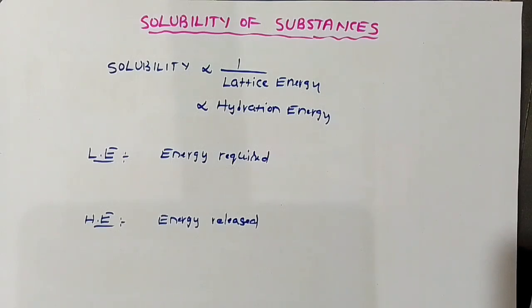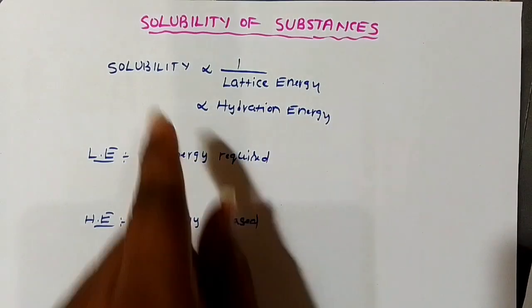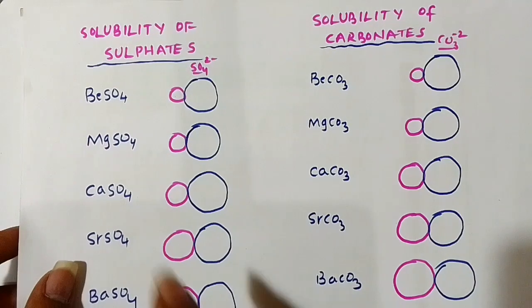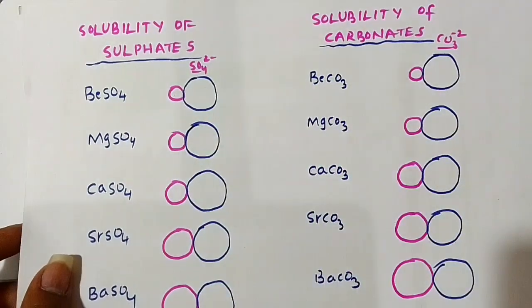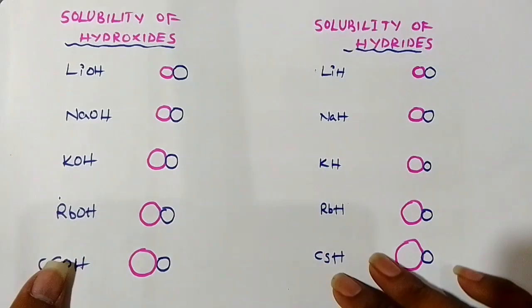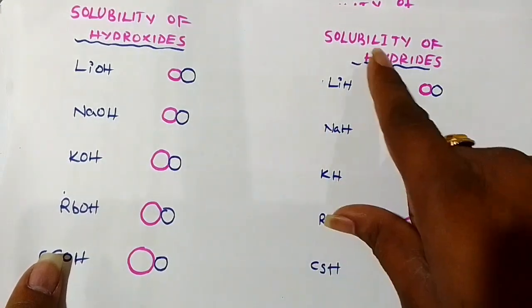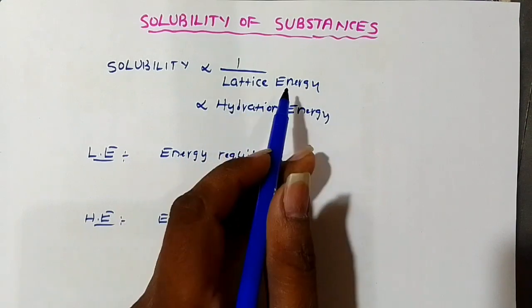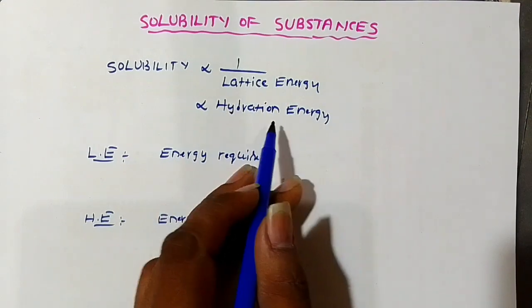Today I would like to discuss one of the topics from S-block elements, that is solubility of substances. In this video, we can discuss solubility of sulfates, solubility of carbonates, solubility of hydroxides and solubility of hydrides. Already you know that solubility is inversely proportional to lattice energy and directly proportional to hydration energy.